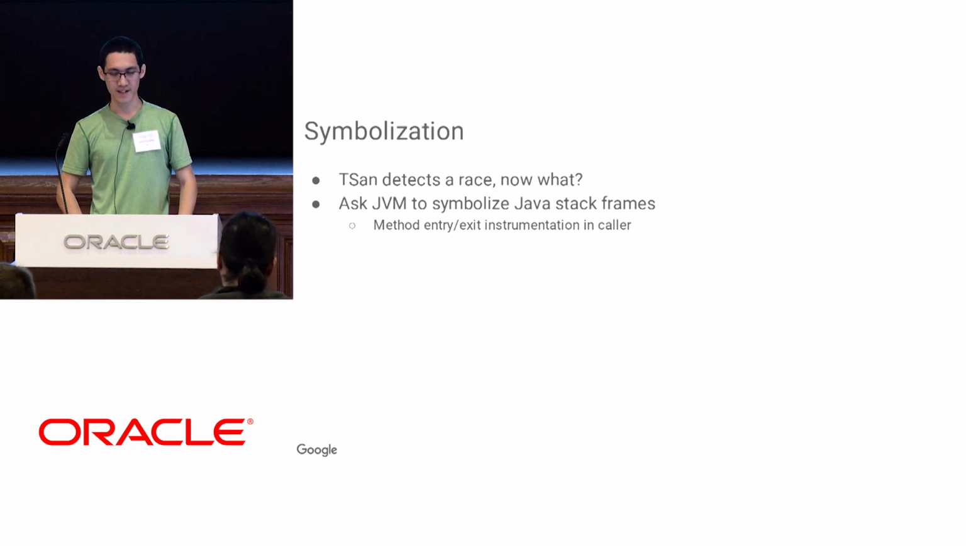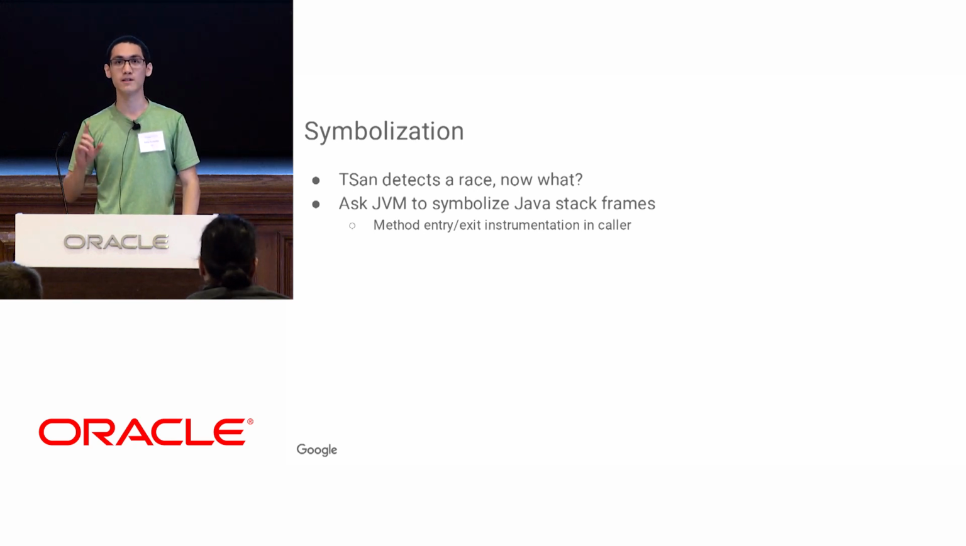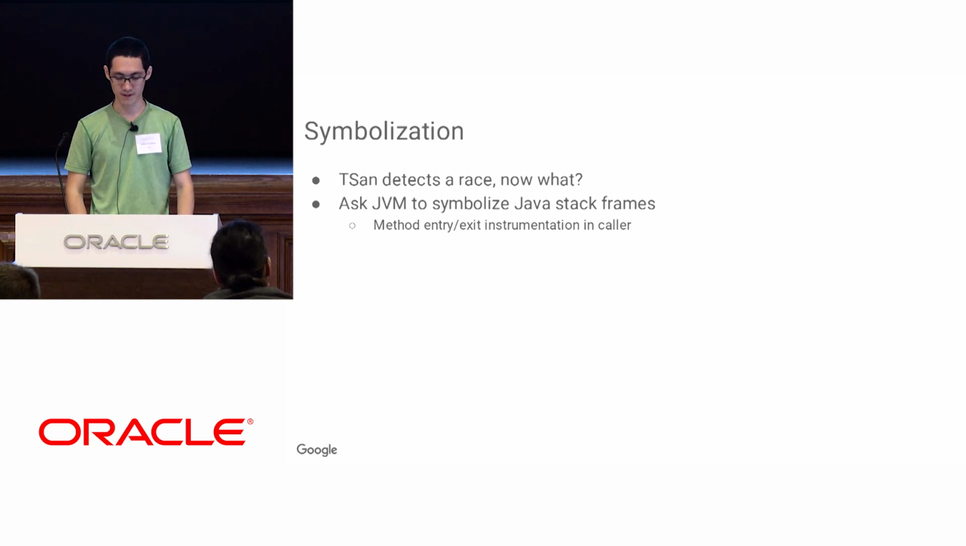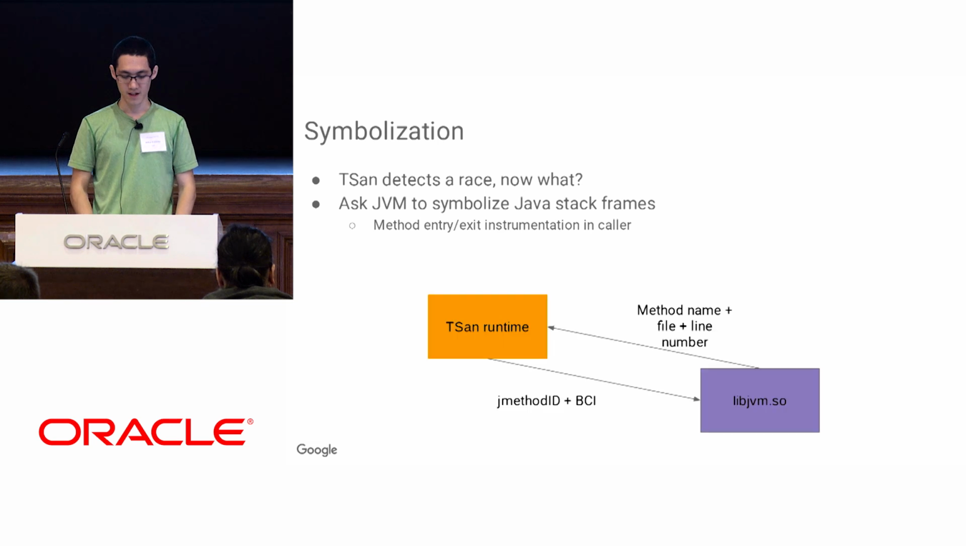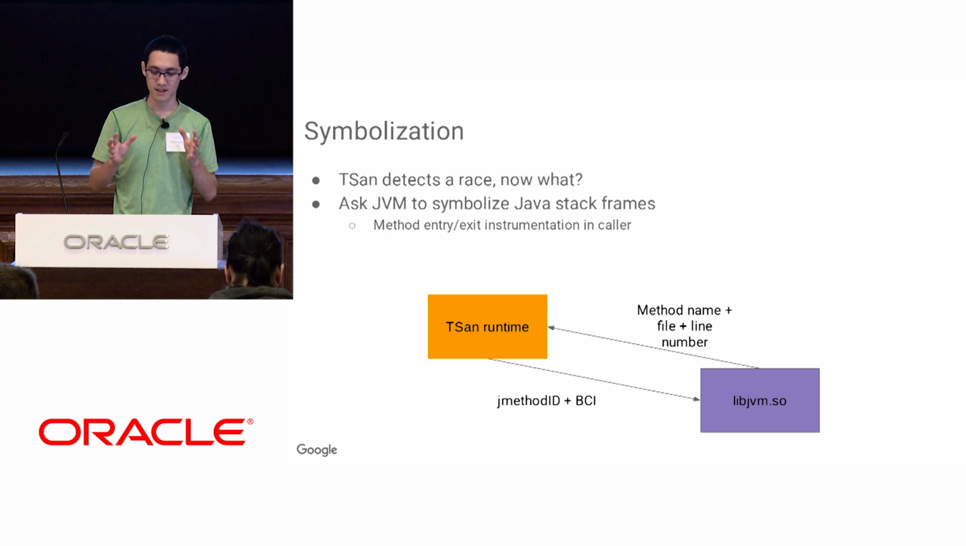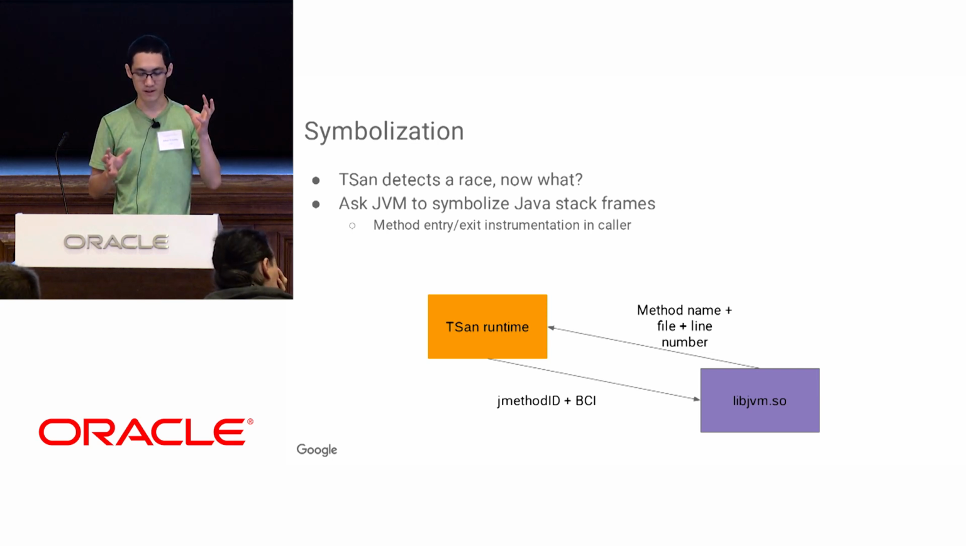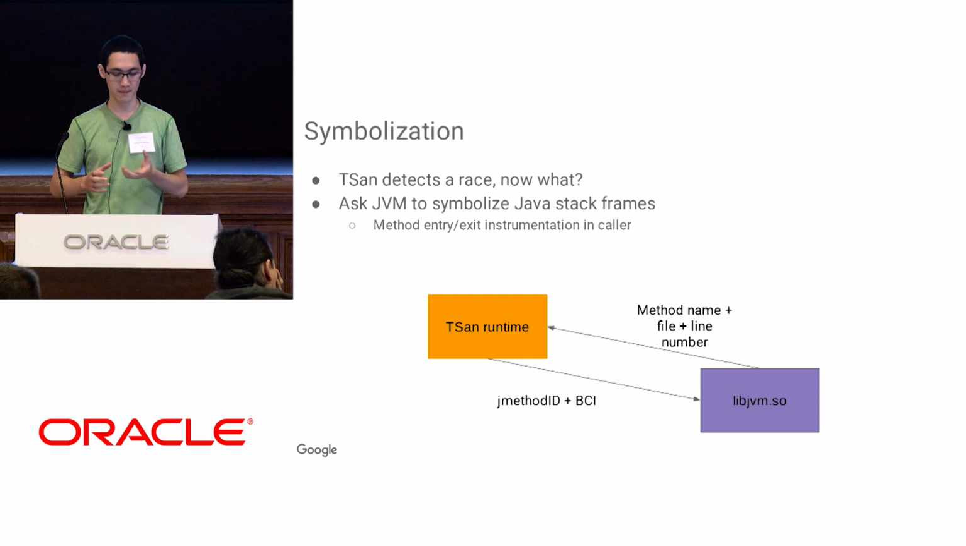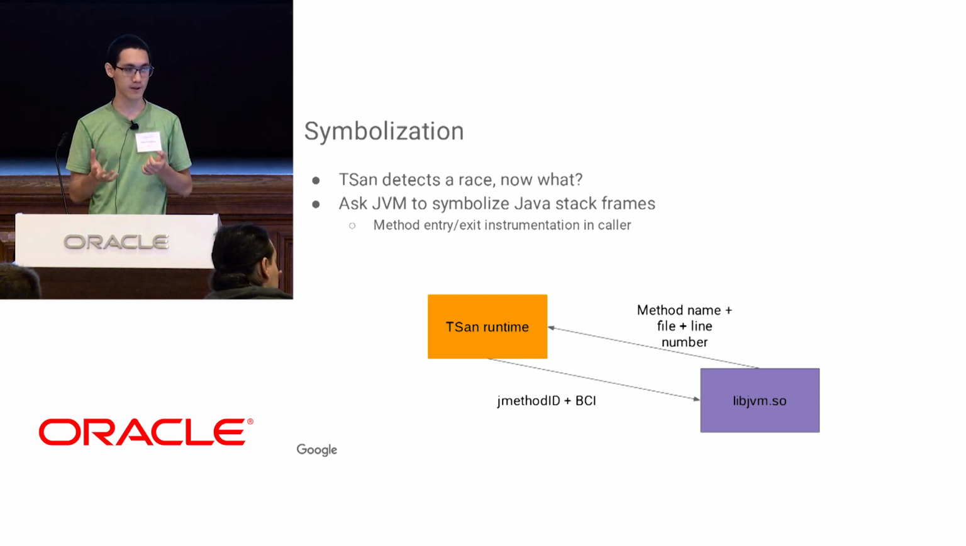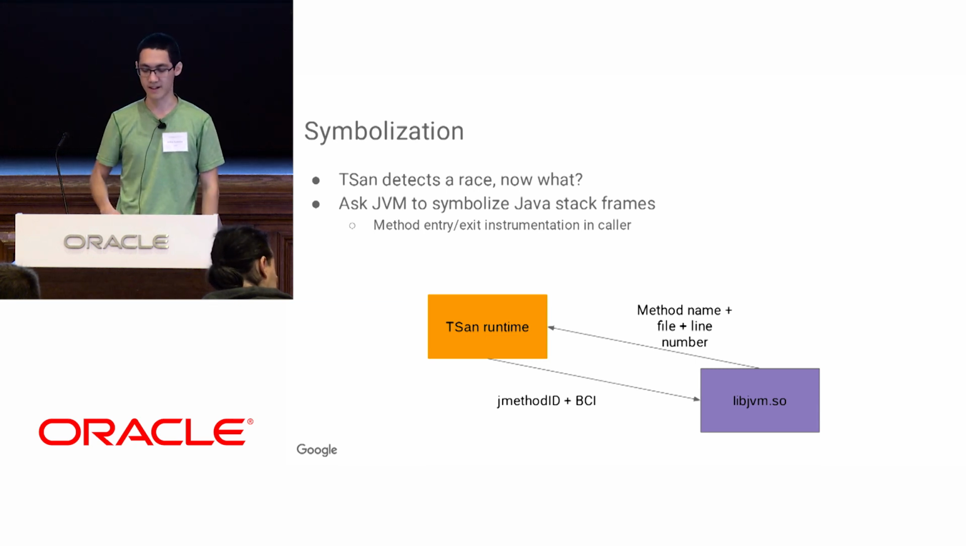One thing is that every time you enter a method, we tell Tsan that we've done that. From the caller, we give it the JMethod ID and the bytecode index of the current location, and Tsan keeps track of that internally. Then when we want to symbolize a frame, Tsan will call back to libjvm.so. It gives it a JMethod ID and a bytecode index, and the JVM knows how to symbolize that, and then it returns a method name, file, and line number.